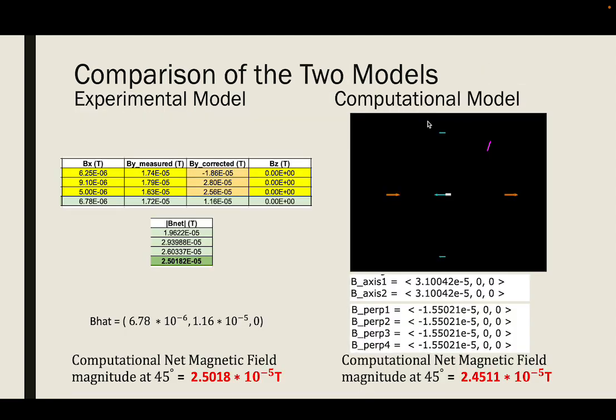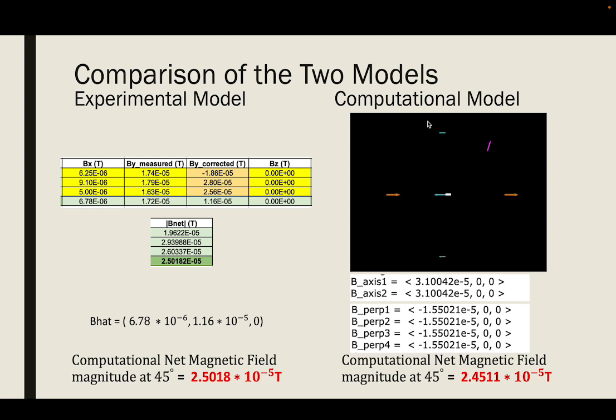Now let's compare the results obtained from experimental versus computational models. In the x direction on the experimental model, I obtained 6.78 times 10 to the negative 6 teslas, and in the y direction, I had to correct the values by subtracting the value I measured for the Earth's magnetic field. So the magnitude of the magnetic field is 2.5 times 10 to the negative 6 Tesla.